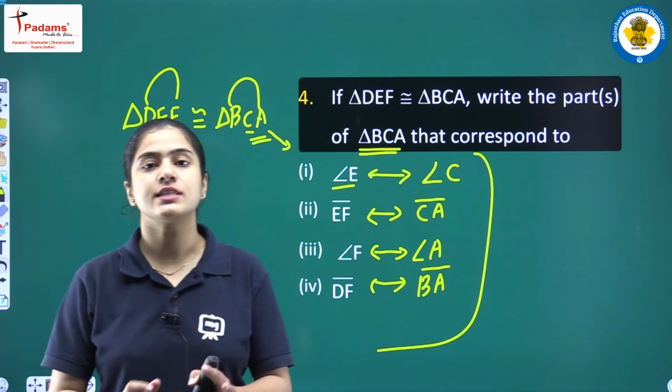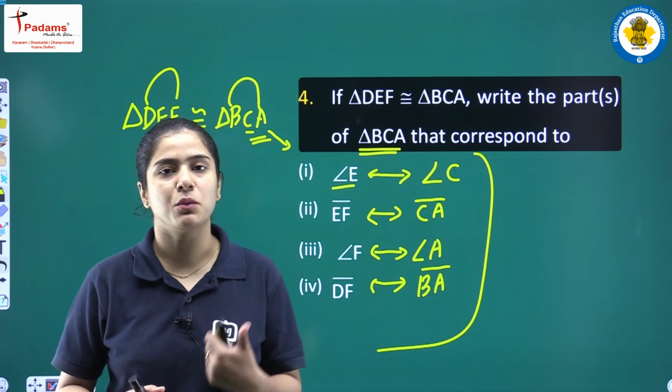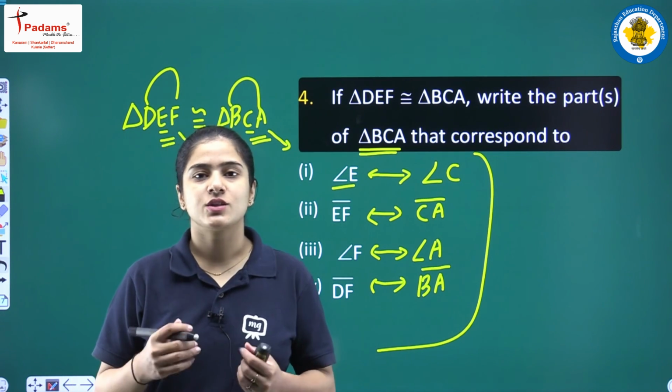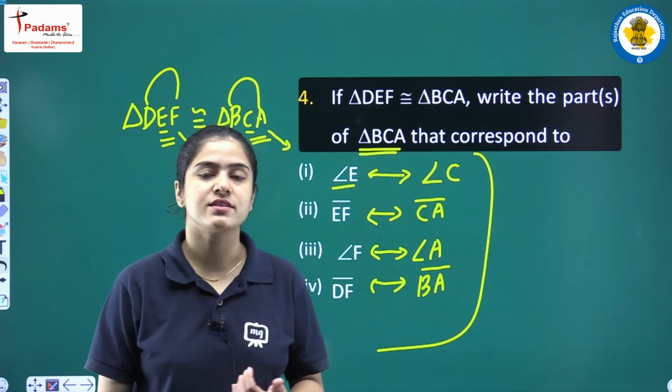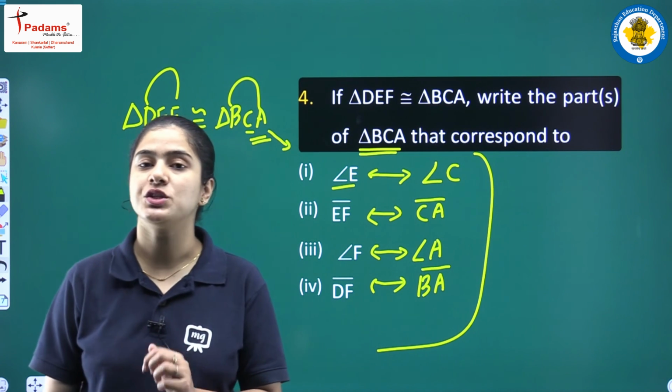Alright students, this was all about your exercise number 1, that is 7.1. So students, in our next class, we are going to discuss the exercise 7.2's concept and examples.